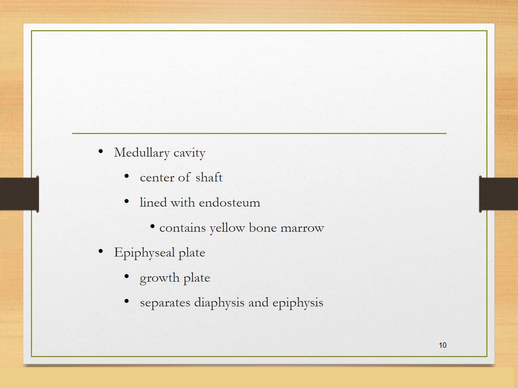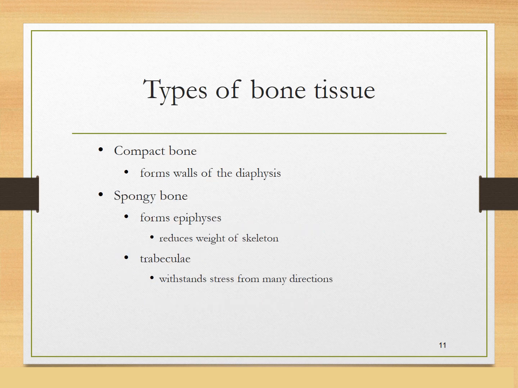The epiphyseal plate is the growth plate. This is an area which allows for bones to increase in length. It separates the diaphysis and the epiphysis. There are two types of bone tissue. There's compact bone, which forms the wall of the diaphysis, and there's spongy bone, which forms the epiphysis.